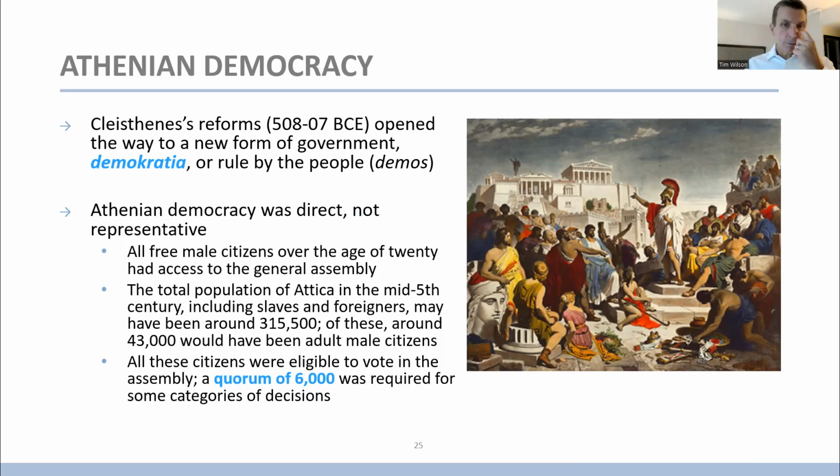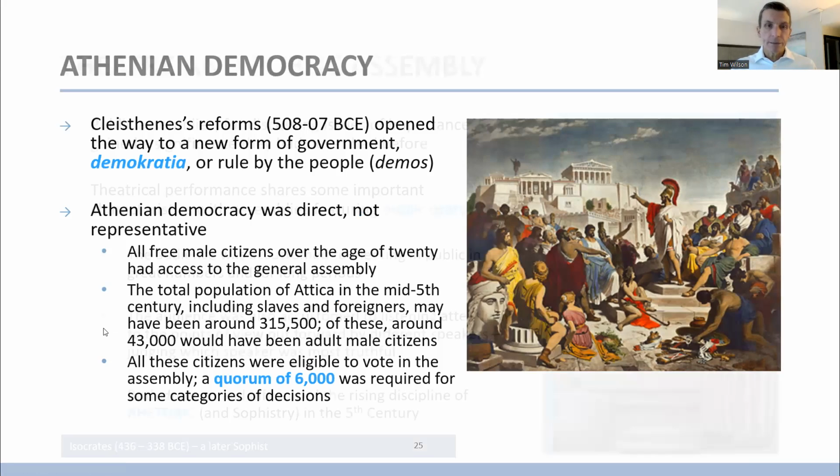And all of them are eligible to vote in the assembly, and a quorum of 6,000 was required for some categories of decisions. Now, not everybody's in the assembly all the time. Maybe they have a job, maybe they have to work and stuff like that. But you are probably talking about thousands of people in this assembly.